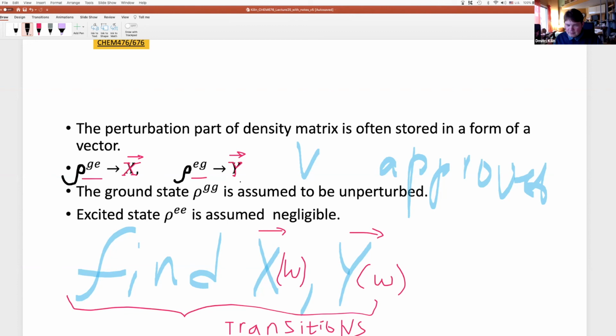So the byproduct of TDDFT theory is to find these transition densities as a function of frequency. The main question: find the set of frequencies. The second question: find transition densities for each frequency.